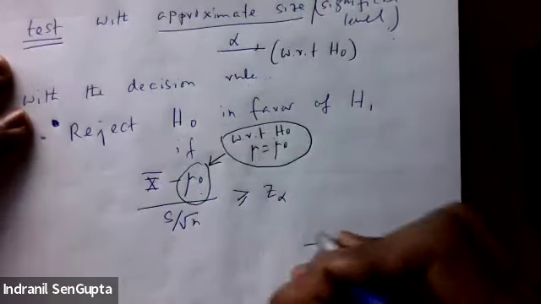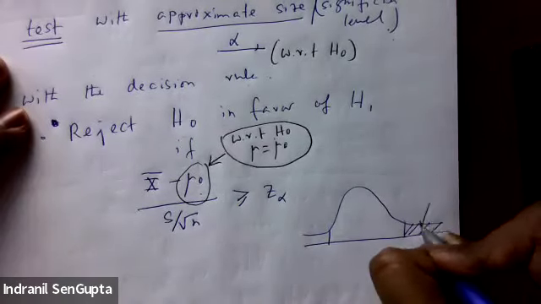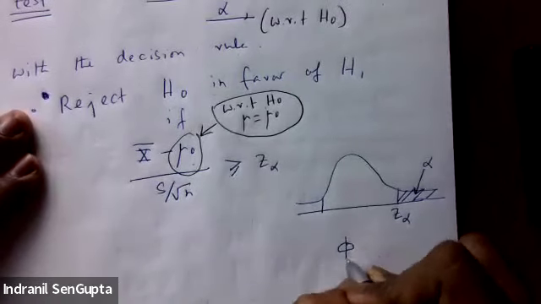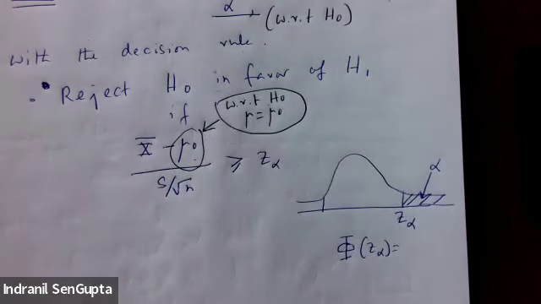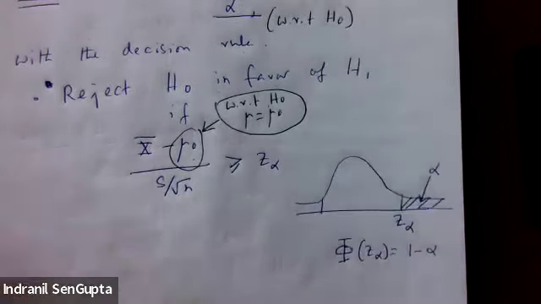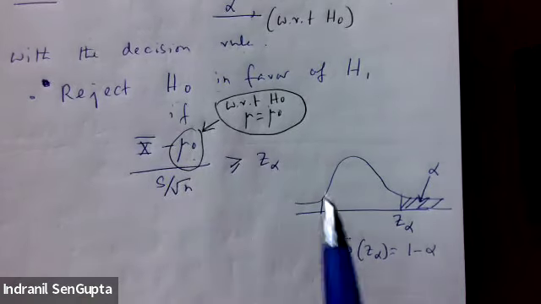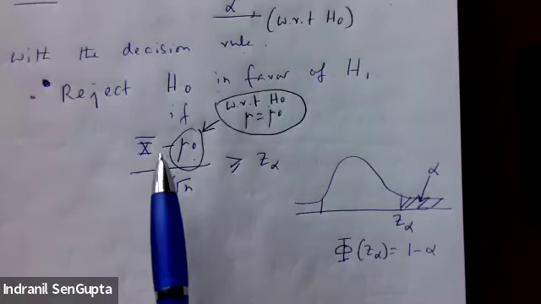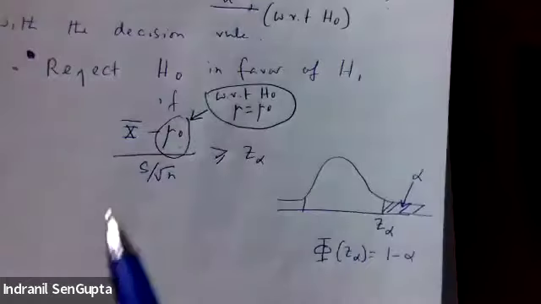Once again, what is z of alpha? If I have the z distribution, and this tail area is alpha, this point is called z of alpha. In other words, phi of z of alpha, where phi is the CDF of the standard normal distribution, is 1 minus alpha. What we are saying is, if this statistic value is more than z alpha, we reject. That means X bar and mu zero are not close together, and that is our decision rule.